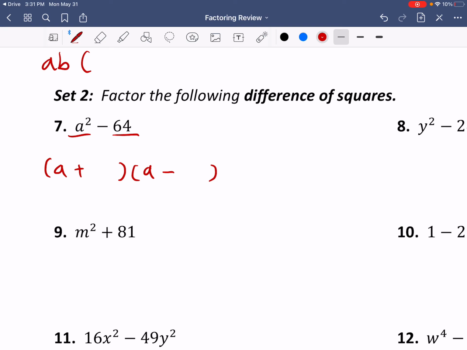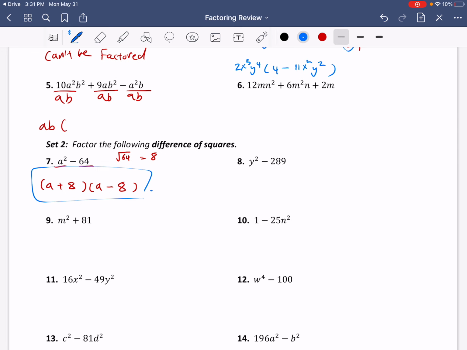But what can give you 64? It's not dividing 64 into 2, like it's not 32 and 32. No way, because 32 times 32 is more than 64. What you have to do is take the square root of 64, which is 8. So it's going to be 8 and 8. Okay? That's what factoring is. So that's what you do.